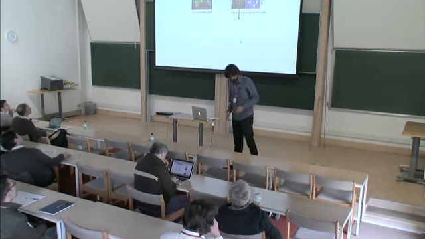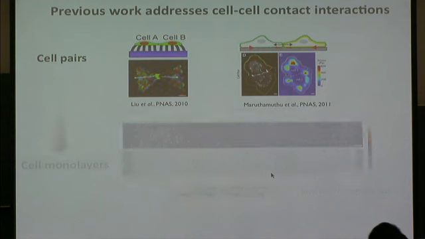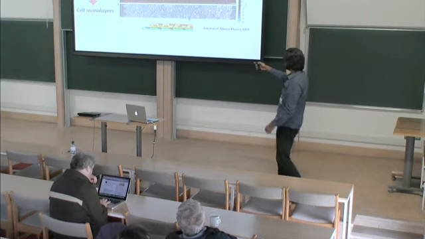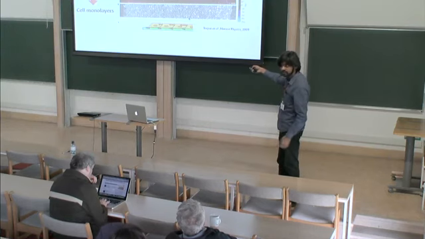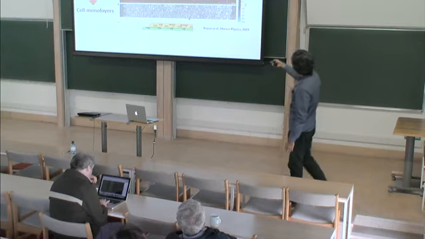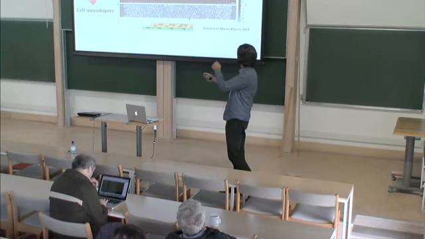Previous work in these multicellular cases has focused on cell pairs and on cell monolayers consisting of 500 cells. For cell pairs, for example, it was argued by Chen's group that cell-cell forces depend on the size of the adherens junction, the size of this junction that they form. Also in Margaret Gardel's group, it was claimed that cell-cell forces directly correlate with cell-ECM forces.